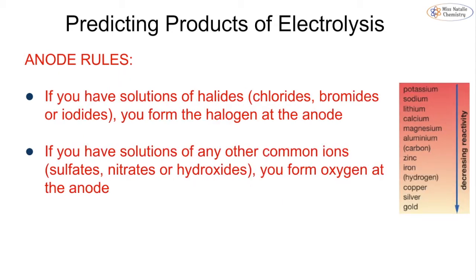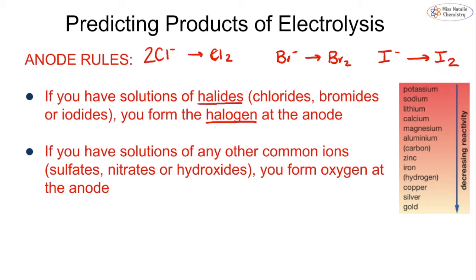Looking at the anode is slightly different. It doesn't use the reactivity series. It uses just a very straightforward rule. If you have a solution of a halide ion, so a chloride, a bromide or an iodide, you are going to form the halogen at the anode. So you're going to have your Cl- changing into chlorine. You would have your Br- changing into Br2, or your I- changing into I2. And of course, we use 2 of each of those ions.